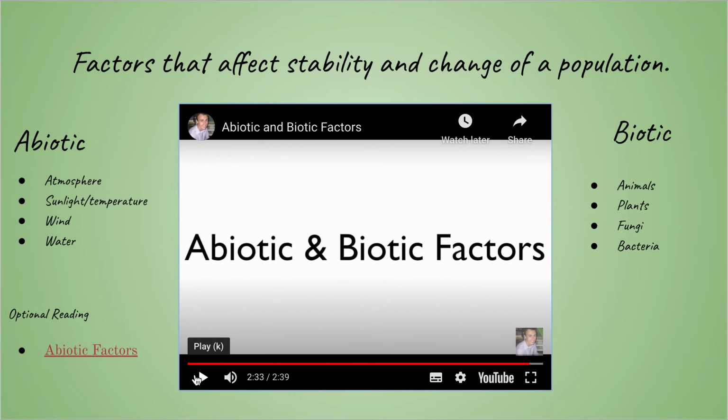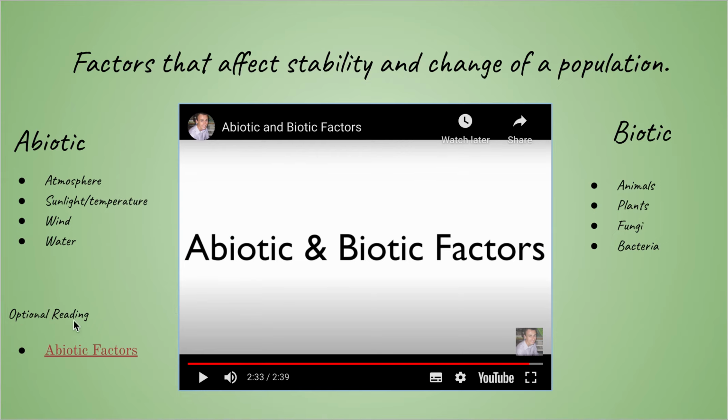Alright, so after watching that video, you should have a little bit of a better understanding of how the factors affect stability and change of a population. Animals need water, etc. So like the example of the elephant needing water to survive. If the environment that the elephant lives in doesn't have any water, how can that population be affected? Well, the population would most likely decrease without the availability of water.